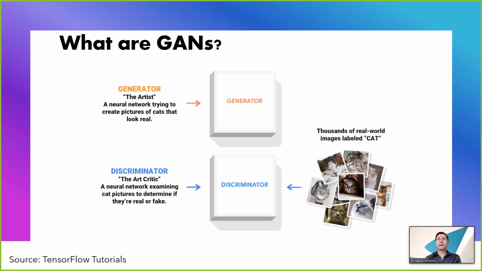Generative Adversarial Networks, GANs, are one of the most interesting ideas in computer science today. Two models are trained simultaneously by an adversarial process. A generator, the artist, learns to create images that look real, while a discriminator, the art critic, learns to tell real images apart from fakes.